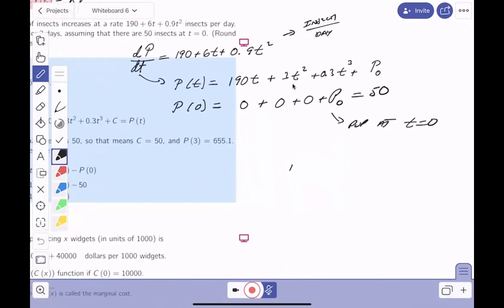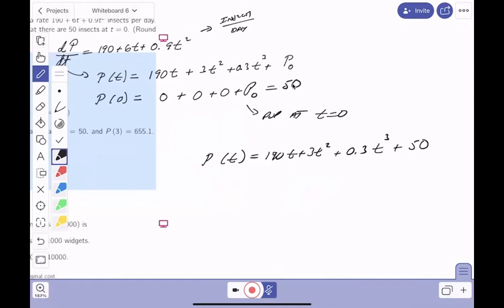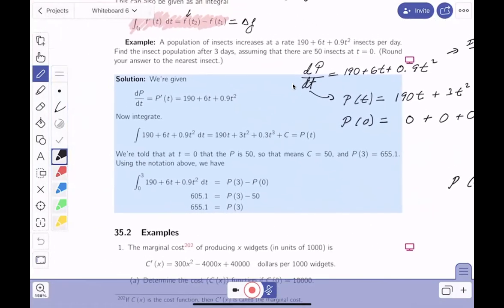Write this over here. So let's write this down. P of t is a function: 190t plus 3t squared plus 0.3t cubed plus 50. All right, I know that. By the way, I'm not saying that was your question. I'm just saying I relate back to what I know. Now, what do they want to know?